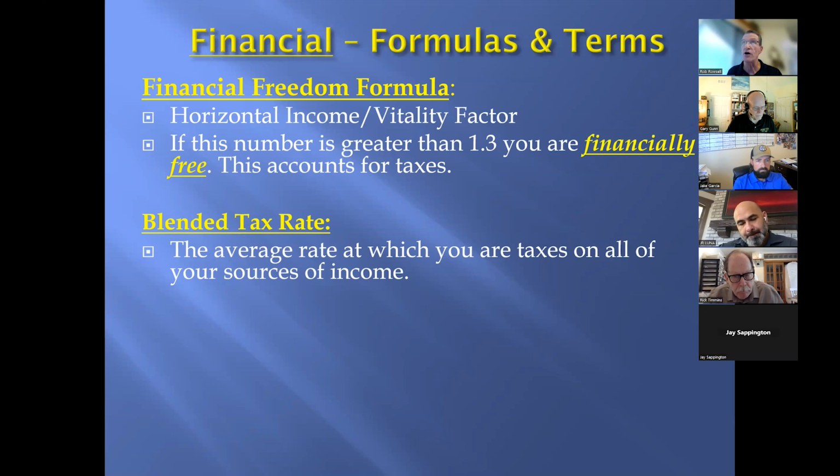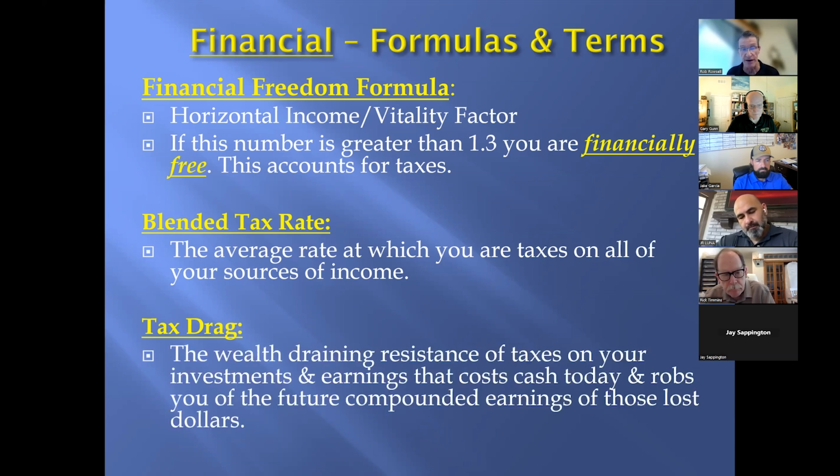Today we're talking about compounding wealth. And tax drag is a big, big part of that. We'll talk a little bit about that. And actually, we're going to segue into it right now. So tax drag is the wealth-draining resistance of taxes on your investments and your earnings that cost you cash today and robs you of future compounded earnings of those lost dollars. So $10,000 in taxes at 8% interest compounded over 10 years, you've lost a whole lot more than $10,000, guys.